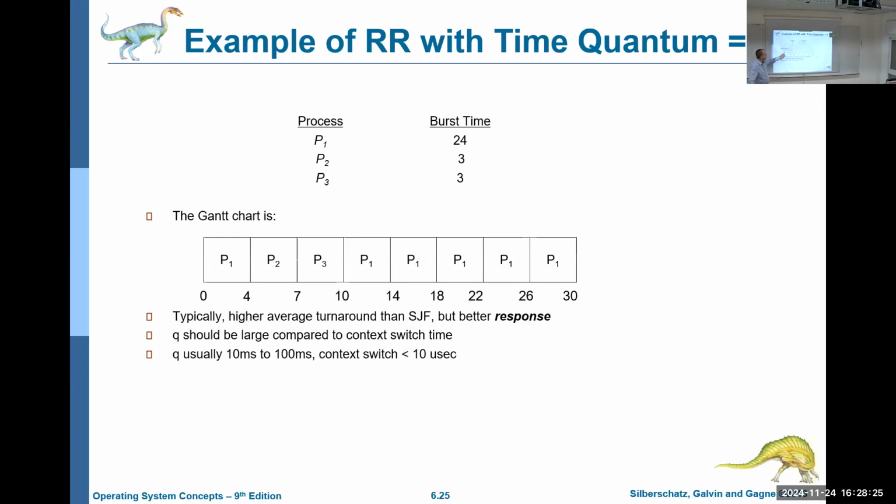Well, if I would have let P1 go for 24 seconds, then P2 wouldn't have gotten a response right away. Now he gets a response very quickly. So generally we're gonna have a higher turnaround time, which is bad, but we'll have better response time. Q should be large enough compared to the context switch. We said that 3 times.